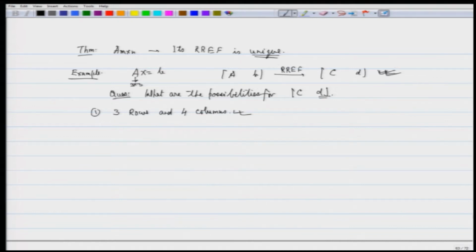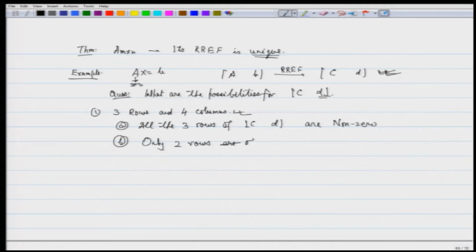It may happen that all the 3 rows of CD are non-zero. That is the first choice that I have. Second choice, only 2 rows of CD are non-zero, and the third choice is only 1 row of CD is non-zero.